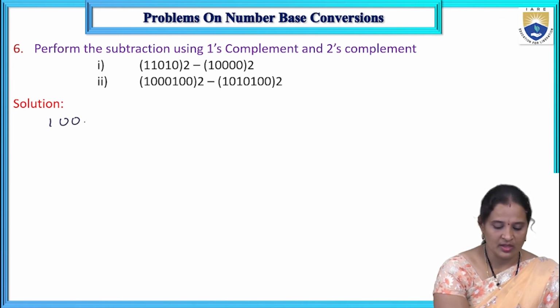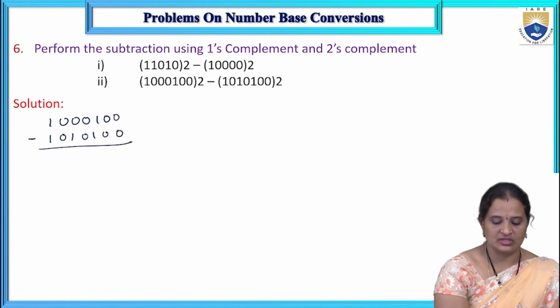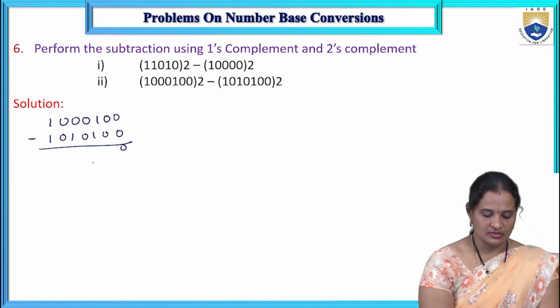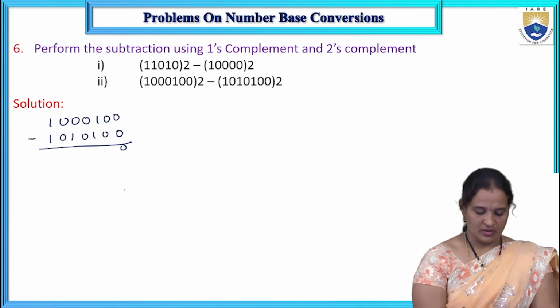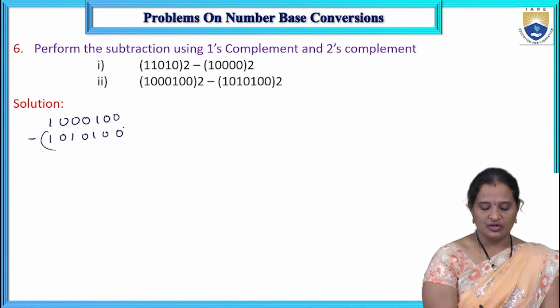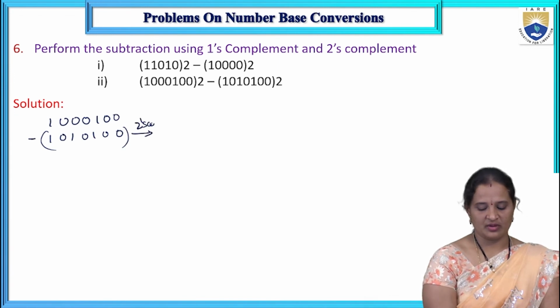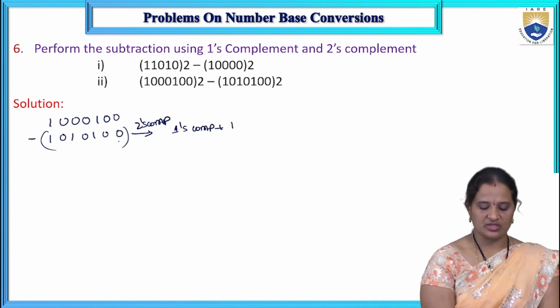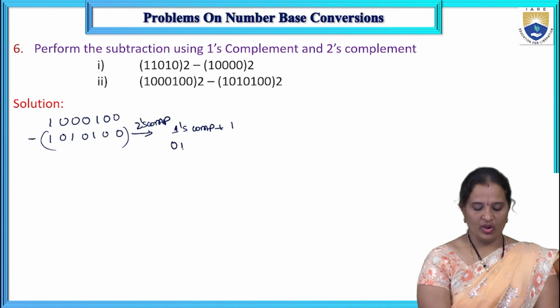So 1 0 0 0 1 0 0 minus 1 0 1 0 1 0 0. So this is the answer. First of all, I'm going to find out the 2's complement of this one. 2's complement of this one is 1's complement plus 1. What is the 1's complement of this one? 0 1 0 1 0 1 1 plus 1.